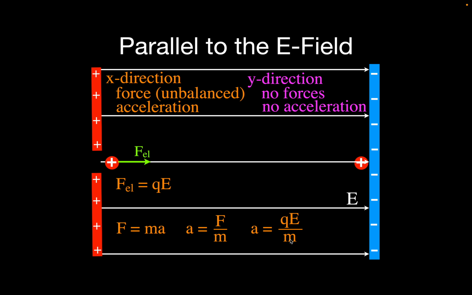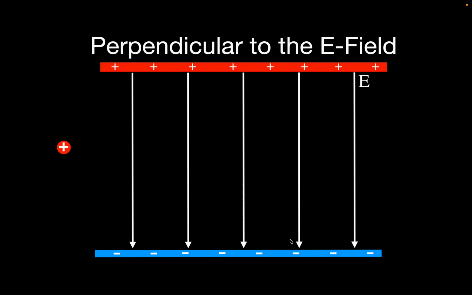Now, what about perpendicular to the electric field? Once again, we have an electric field. We have charged plates, positive, negative. The electric field goes from the positive to the negative. And that particle, once again, has some initial velocity in the x direction. And it's going to enter that electric field. And we're going to talk about the x direction and the y direction.